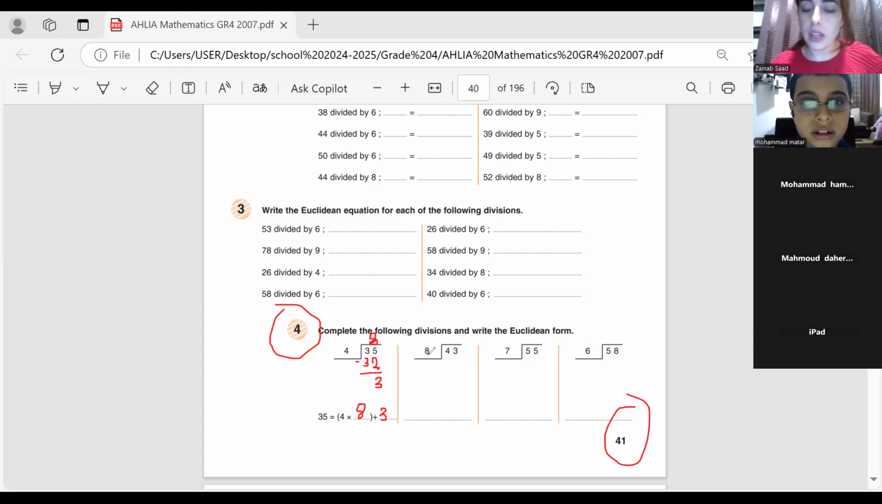Yes, Muhammad. 43 divided by 8. What are you going to do?